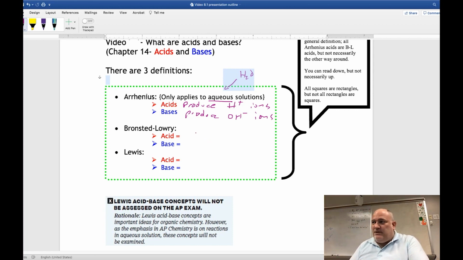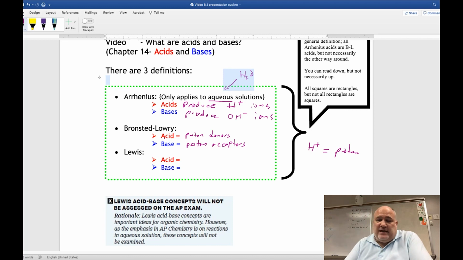Now, Bronsted-Lowry had a little bit more of a vague definition, and he said this. Acids are proton donors, and bases are proton acceptors. Now, what does that mean? That means simply this. An H plus is a proton. So somewhere in your notes here, just write this: H plus equals a proton. And we're going to talk about why that is in just a second. But what it essentially means is that acids give up H pluses and bases take them.